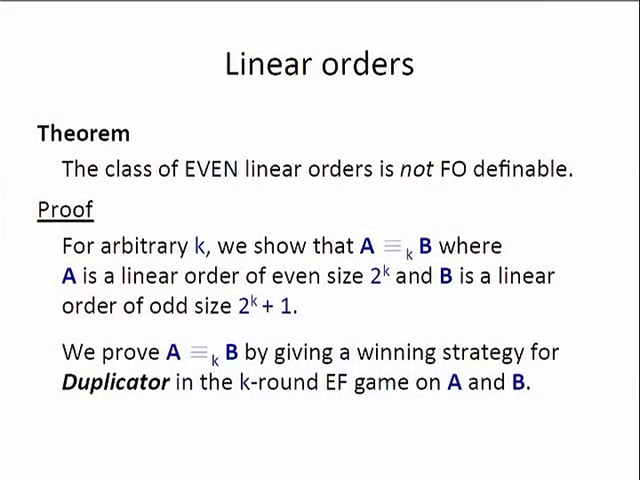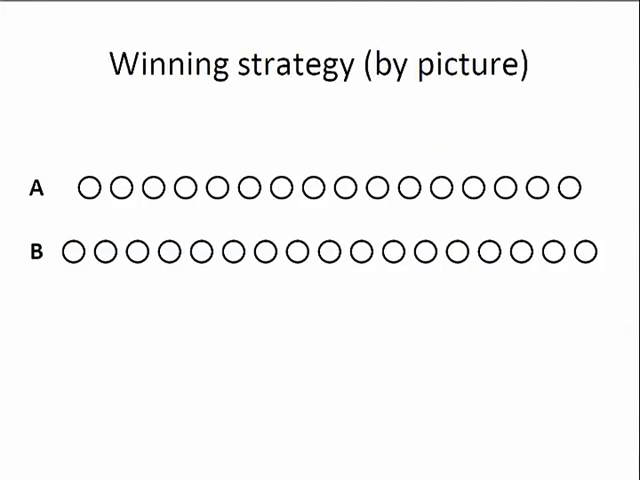So how do you prove this using Ehrenfeucht-Fraïssé games? Well, for an arbitrary k, we give an example of a pair of structures A and B, where A has even size, B has odd size, and yet these are k-equivalent. So in other words, duplicator has a strategy in this game. The structures we're going to use: A will be a linear order of size 2 to the k, and B will be a linear order of size 2 to the k plus 1. We're going to give a winning strategy for duplicator in the k-round game on this pair of structures.